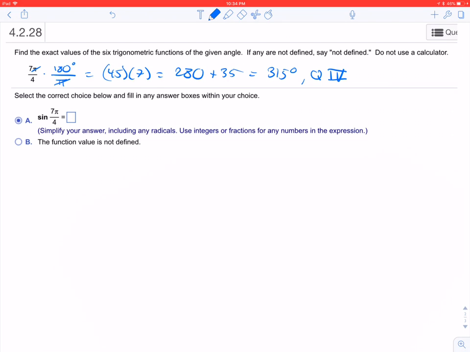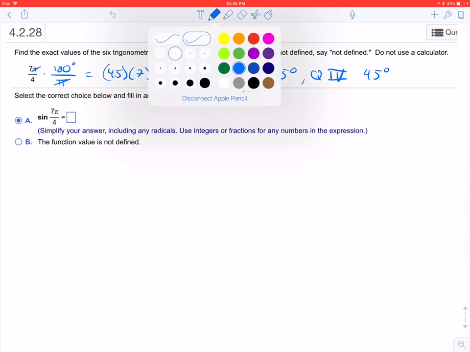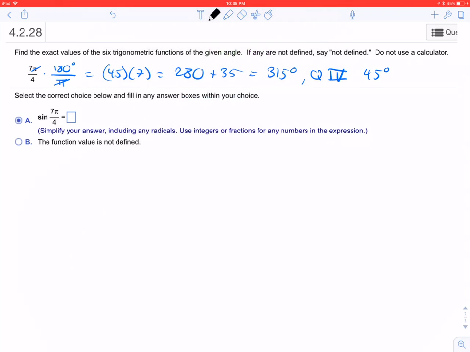So if we're at 315, how far away, what's the reference angle? 360 minus 315, that's 45 degrees. So we're 45 degrees away from the x-axis in quadrant 4, right? So then you just do everything based on 45 degrees on the unit circle in quadrant 1, and then just straighten out your signs, okay?